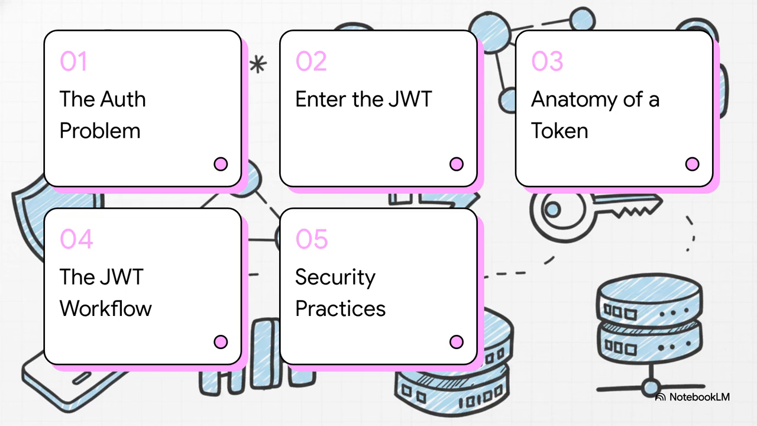Okay, let's dive into this. Here is our roadmap for today. Number 1, the authentication problem. Number 2, enter the JWT. 3, the anatomy of a token. 4, the JWT workflow. And finally, number 5, crucial security practices.